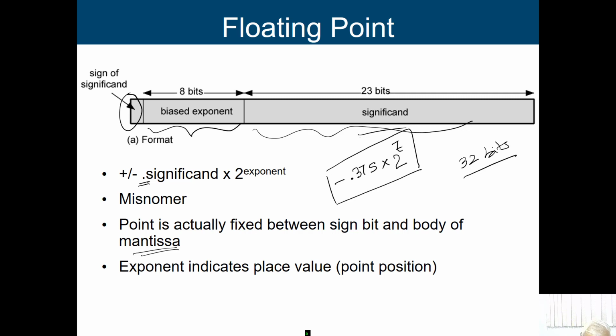Then the binary representation of 375 will be kept in this particular significand part. The 7 will be represented as a biased exponent. It is not exactly 7, but some bias format we are going to keep. Then the negative sign we are going to get in the very first bit, and this decimal point we are not going to store anywhere.